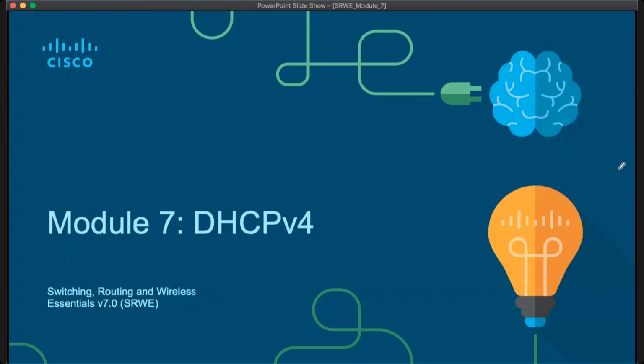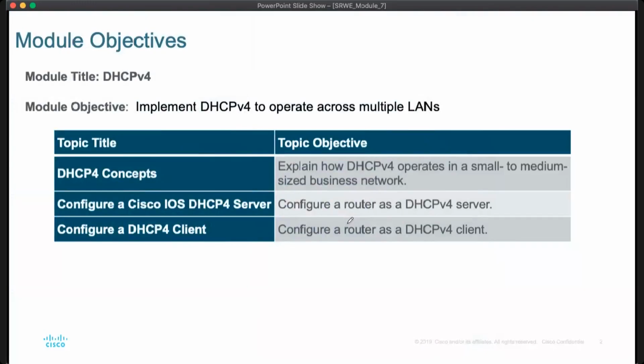All right. Module 7, DHCP version 4. In this module, it will explain the concept of DHCP, configure a Cisco IOS DHCP version 4 server, and also configure DHCP version 4 for a client.